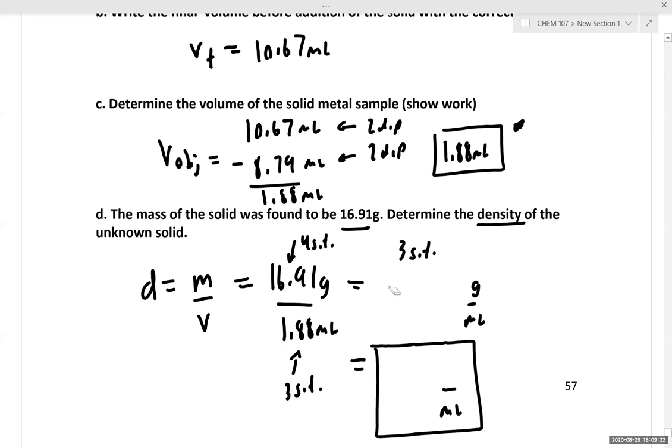So that gives us 8.9946. We look 1 space to the right and we round down, and that gives us 8.99 grams per milliliter. Okay, I'm missing a rounding or something. Thank you. Any other questions on this example?